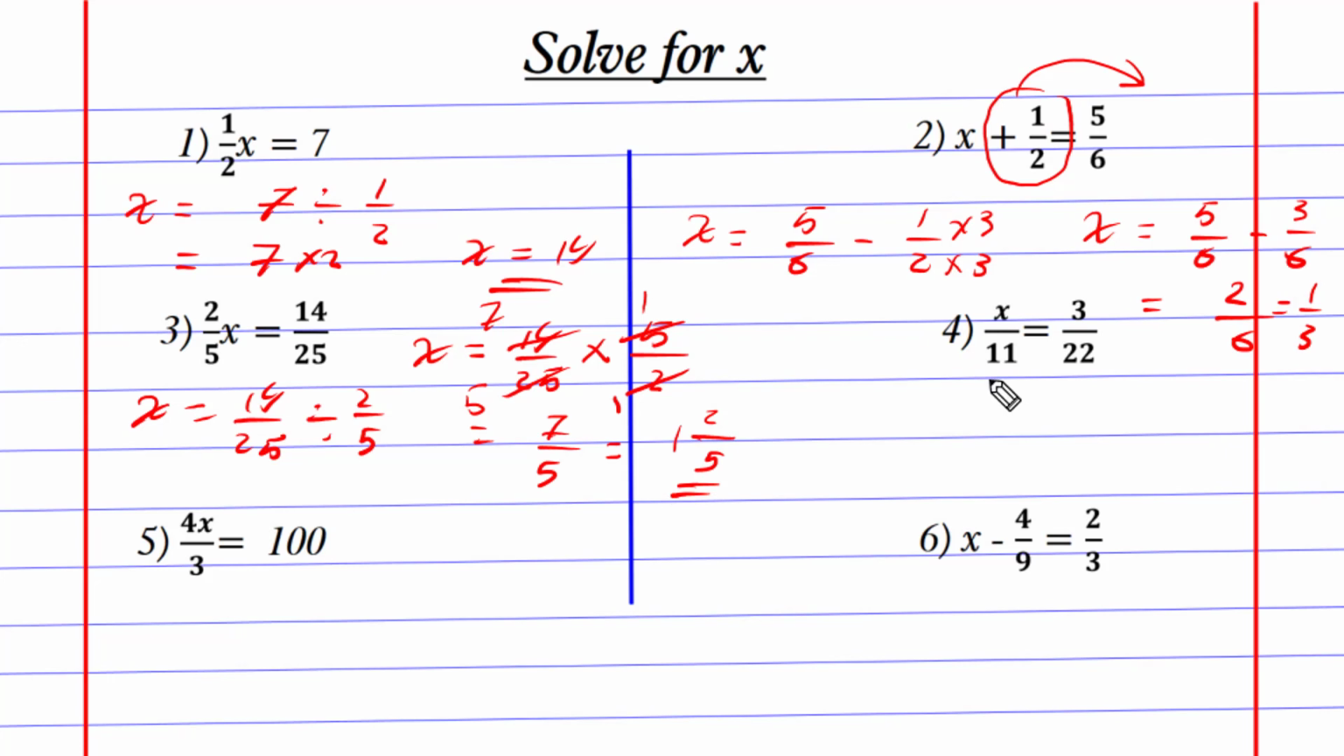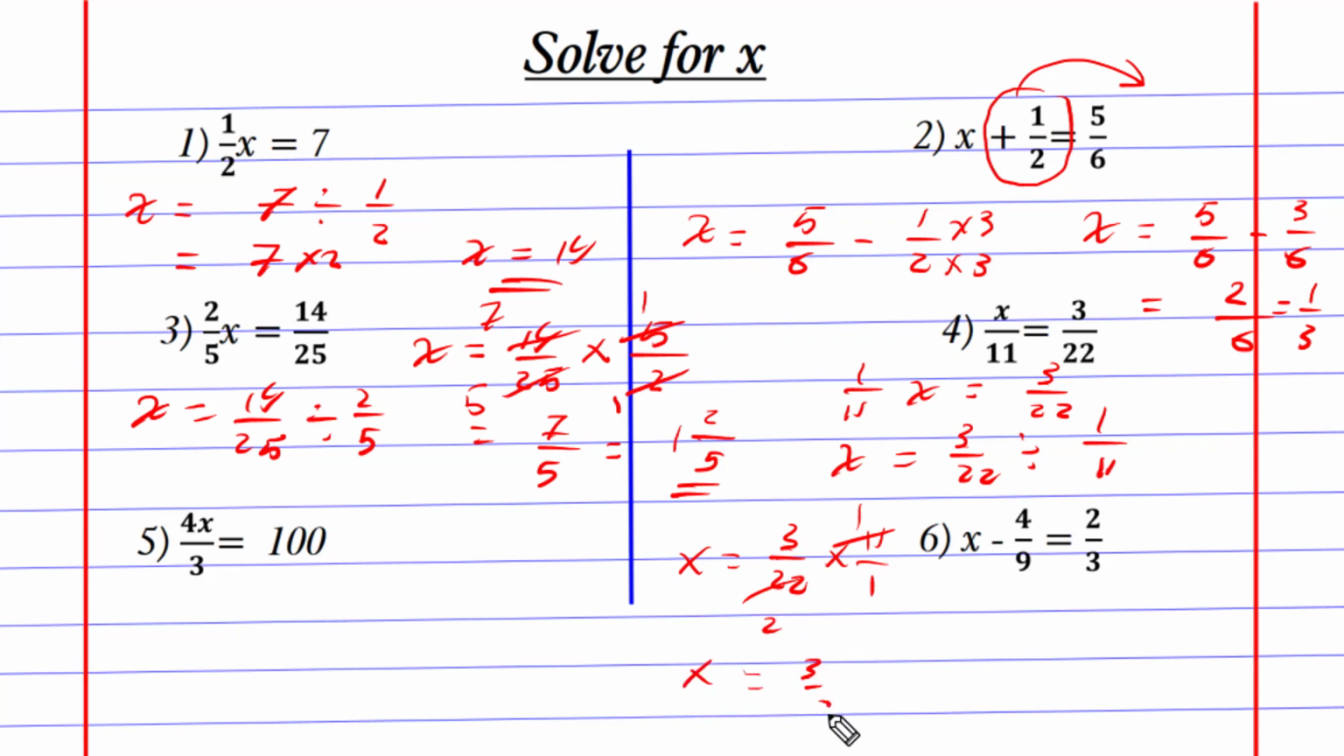Next, x over 11 equals 3 over 22. To find the value of x, we can write it as 1 over 11 x equals 3 over 22. In the same way, we will divide both sides by the fraction 1 over 11. Now x equals 3 over 22 divided by 1 over 11. Now, how can we divide two fractions? In the same way, multiply the first fraction by the reciprocal of the second one. Now x, guys, equals what? x equals 3 over 22 times 11 over 1. We can simplify. It will be 3 over 2. This is the value of x. We can write it as a mixed number. It will be 1 and 1 over 2.